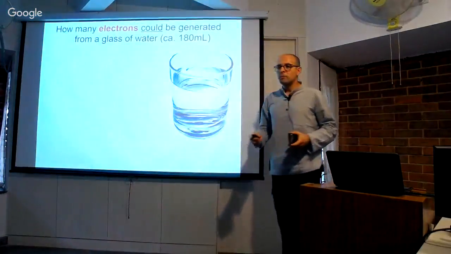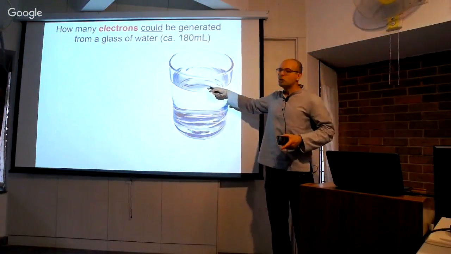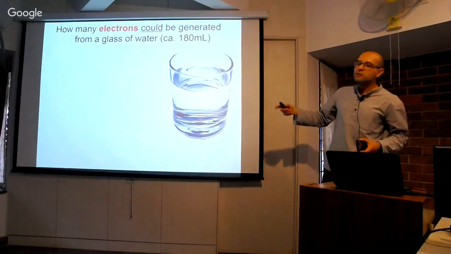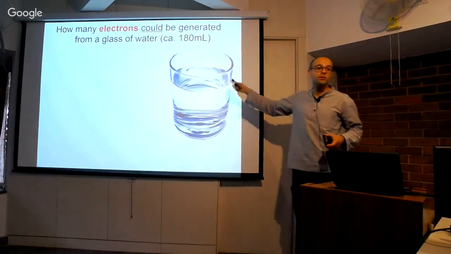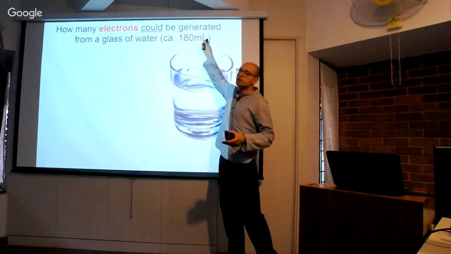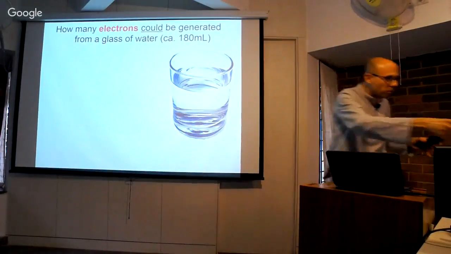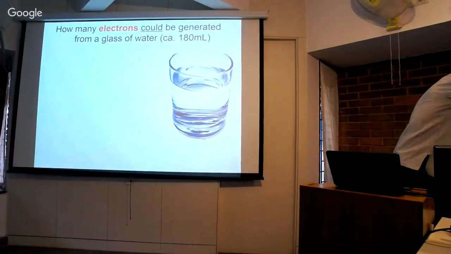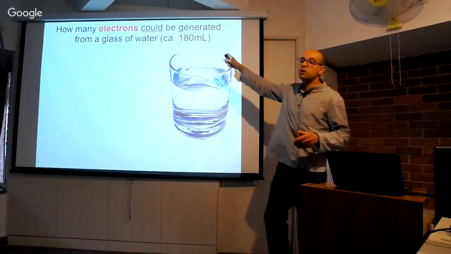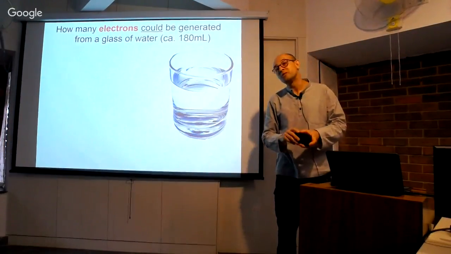So, I told you that we can get electrons from water, but let's try to quantify how many electrons we can get from a glass of water. When I say a glass of water, I decide to call it 180 mLs. That, trust me, is probably more or less the size of that glass. The reason I picked 180 is that it's going to be easier to do the calculation.